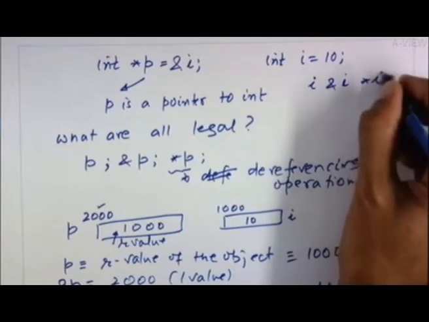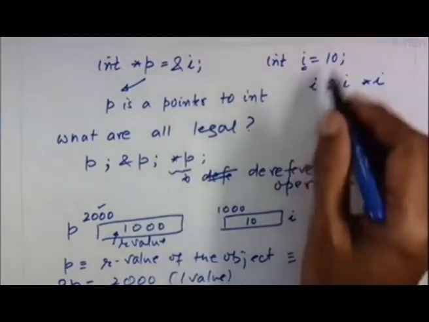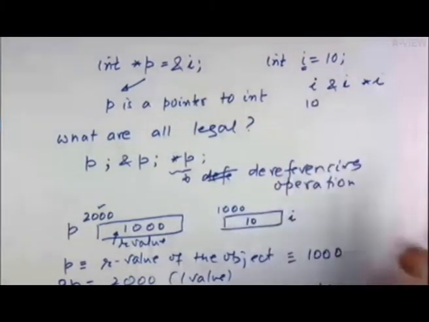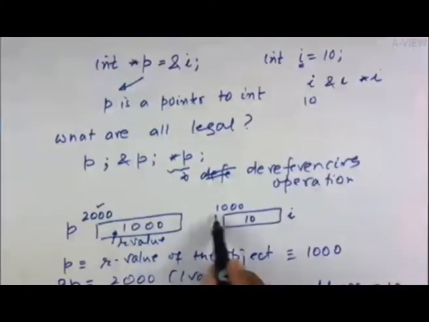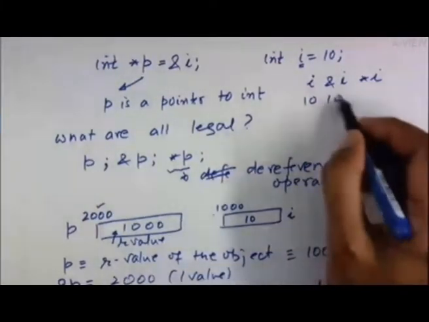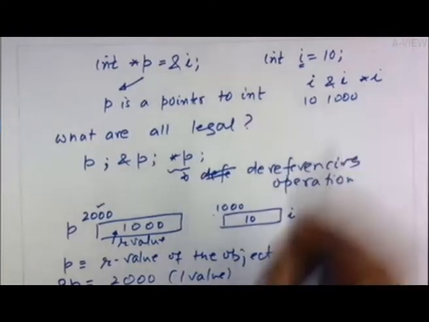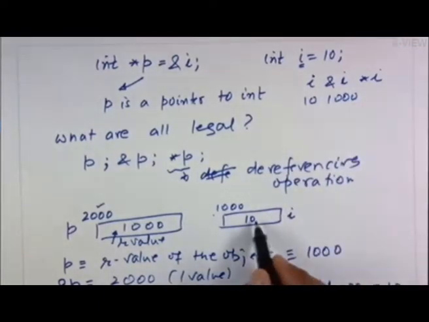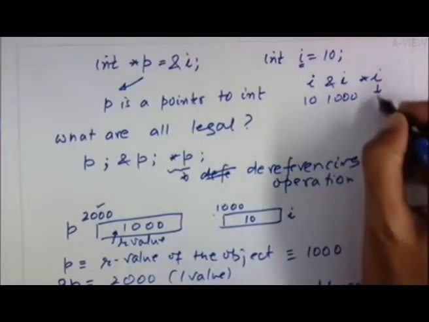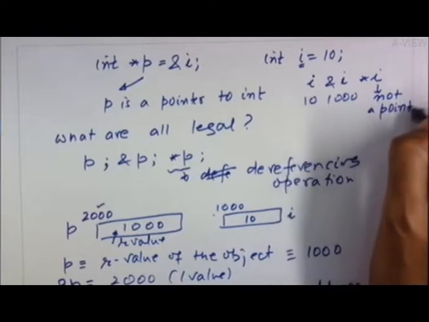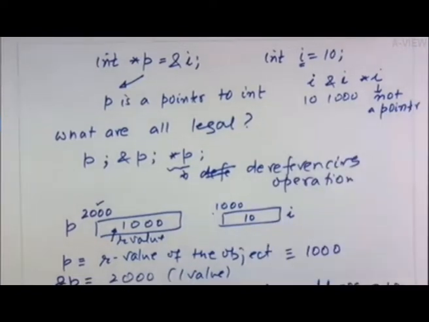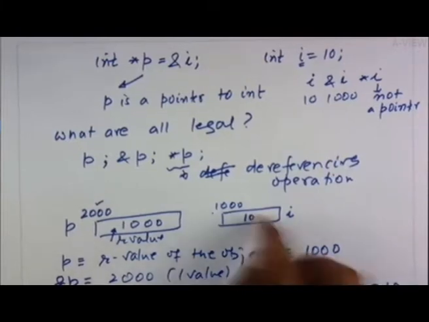What if I asked, what is i, what is address of i, and what is dereference of i? For this integer object, i as an R value will give you 10. &i is the L value, which I have said is 1000. But *i says, can you go to location 10 and fetch the value? It will not be allowed, because i is not an address, it's not a pointer. So you can do dereferencing only on pointer type values and not on normal values. This cannot be dereferenced, it's a compile time error.